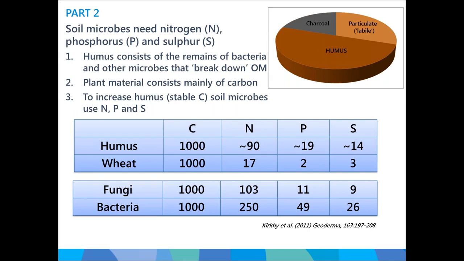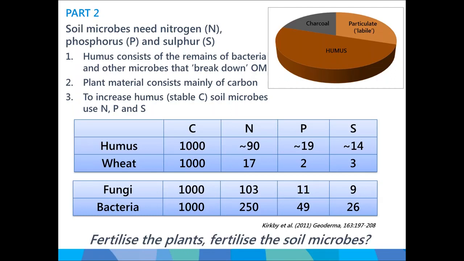Anyway, then you've got your wheat residues. That's the next line down. For every 1,000 tons of carbon in your wheat stubble, it's only got 17 kilos of nitrogen, two of phosphorus, three of sulfur. So if we want our fungi and our bacteria, which we've got the nutrient ratios of in those next two rows, to turn wheat residue, wheat stubble, into humus, they're going to have to get some nitrogen from somewhere, some phosphorus and sulfur as well. They'll do some of that from the atmosphere, and they'll get some of that from the plant available nutrients. So there'll be this momentary almost competition. But remember, we need those microbes to make other nutrients available as well. So not only do our plants need nutrients, but our microbes also need nutrients as well.